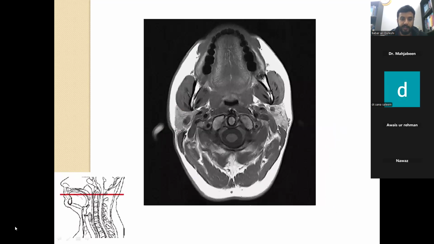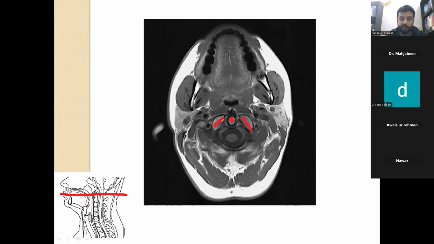Okay, so this is the axial cut. Again, first looking at the scout picture. This scout picture shows us that these axial, transverse cuts were taken at this level, at the level of C1. Here again, these are the arches of the C1. In between them, this is the dens or the odontoid process.